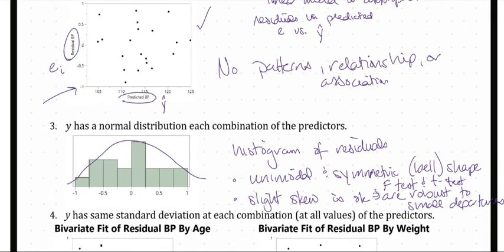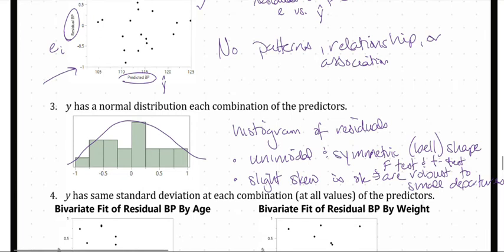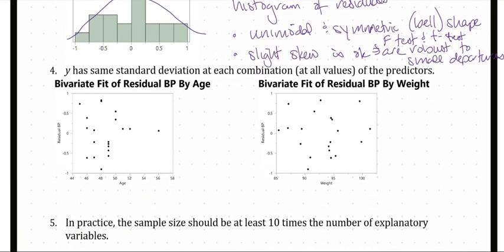The next condition we have to check is that the response, in this case blood pressure, has the same standard deviation at each combination or at all values of the predictors. In simple regression, we just said that the response has the same standard deviation at all values of the one predictor. But now we have to consider all possible combinations of, in this case, weight and age. To check that, I'm going to do what I did in simple regression, which is plot my residuals.